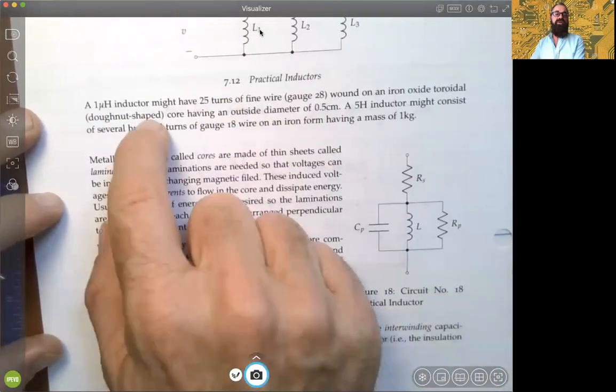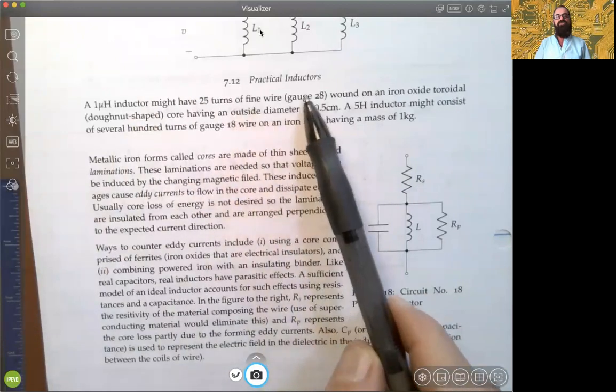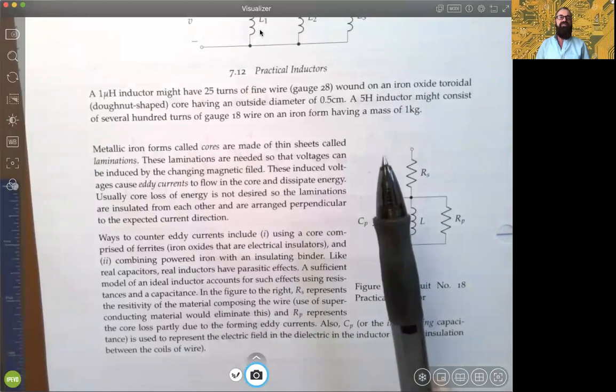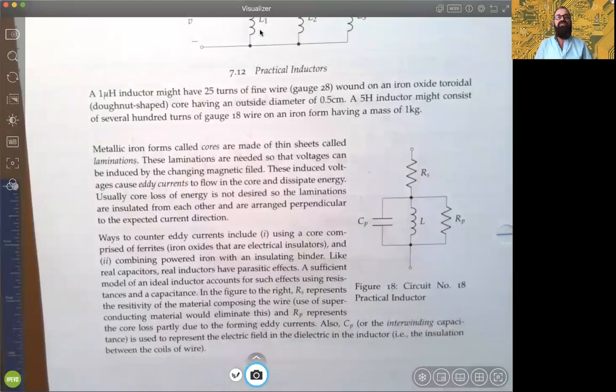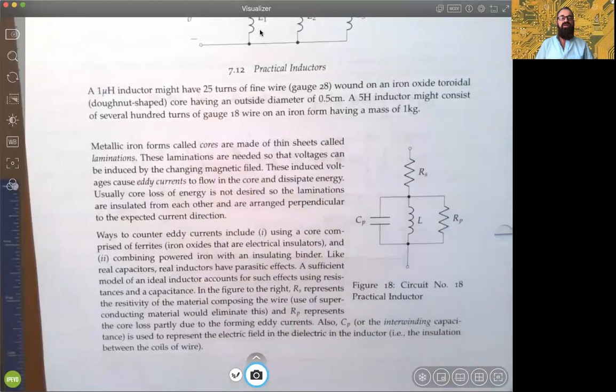And finally, in terms of practical inductors, this is the last thing on page 94. A 1 microhenry inductor, just to give you an example, took about 25 turns of 28 gauge wire using iron oxide, and it's sort of a donut shape, which is exactly the shape that Faraday used to demonstrate the very first electromagnet. Suppose the outer diameter is about 0.5 centimeters. A 5 Henry inductor could be several hundred turns of 18 gauge wire, having a mass of 1 kilogram. So just to give you an idea, this is relatively small and simple, and this is huge, okay?